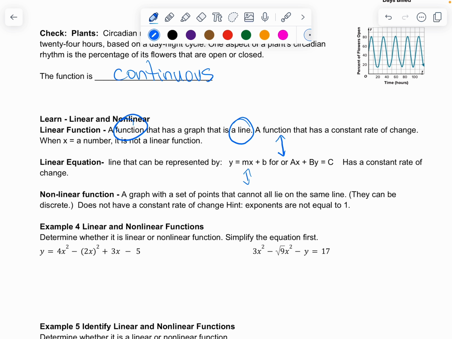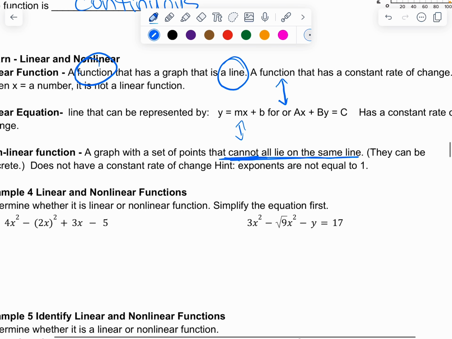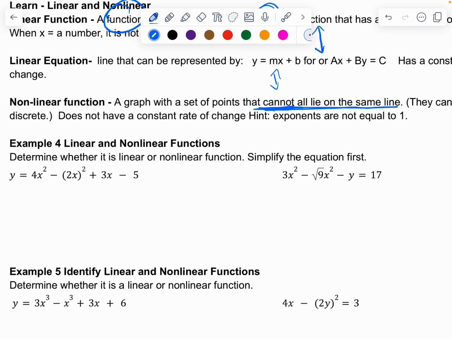Now, nonlinear is a graph with a set of points that cannot lie on the same line. It can be discrete or continuous or neither. It does not have a constant rate of change. Exponents are not equal to 1.